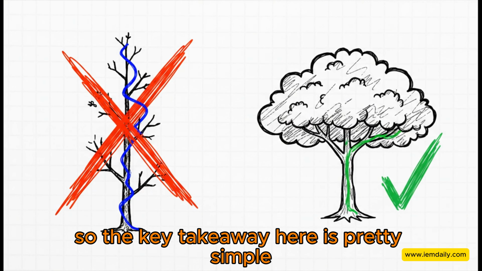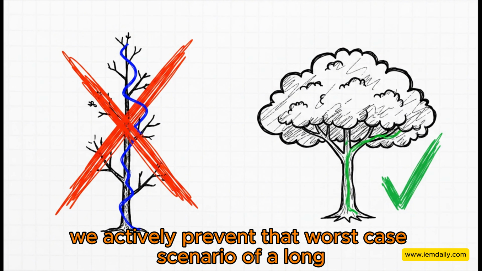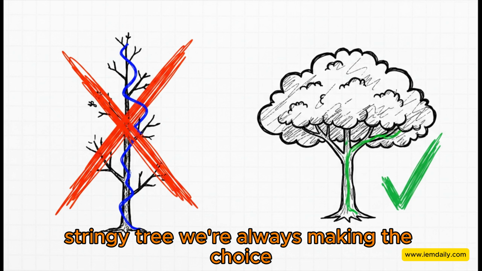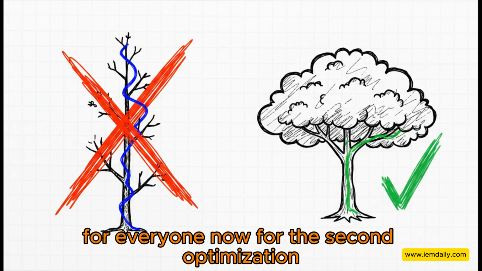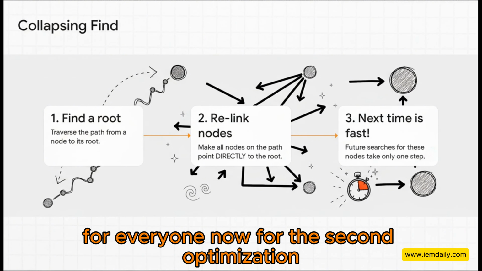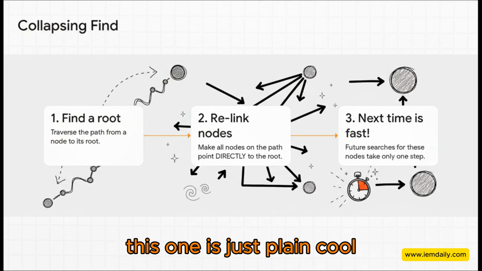So the key takeaway here is pretty simple. By just following this one little rule, we actively prevent that worst-case scenario of a long, stringy tree. We're always making the choice that helps keep the path to the root as short as possible for everyone. Now, for the second optimization, path compression. And this one is just plain cool.